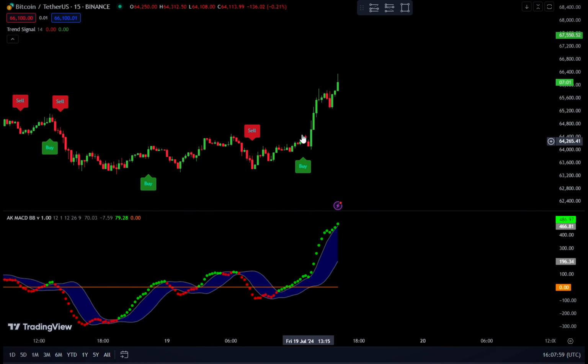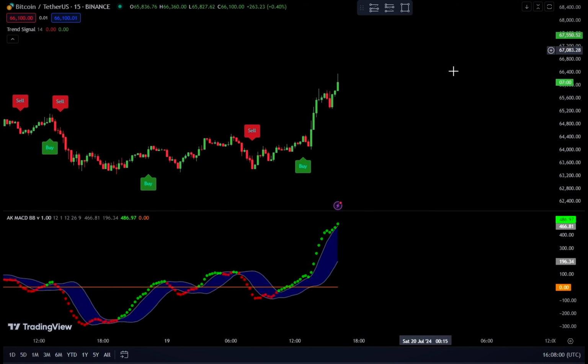How to place a buy order. If the trend signal indicator gives a buy signal, you must confirm the buy signal. Ensure that the AKMACD-BB indicator shows a bullish confirmation, indicated by green dots on the indicator. If the AKMACD-BB indicator shows a bullish confirmation, it is a valid buy signal.